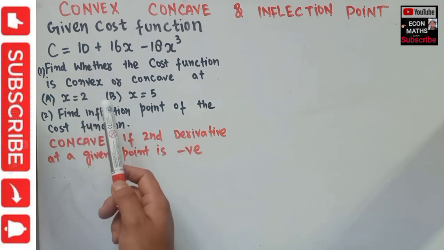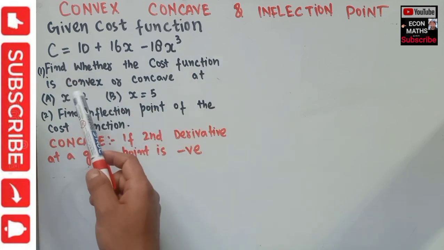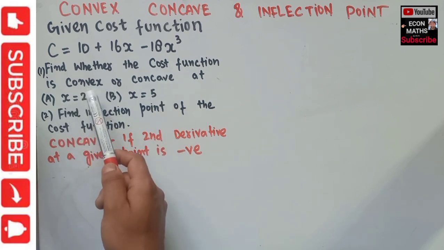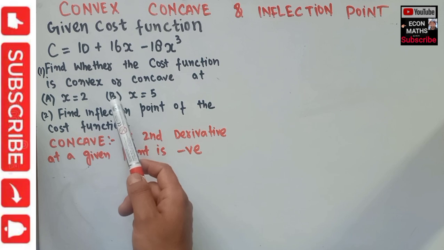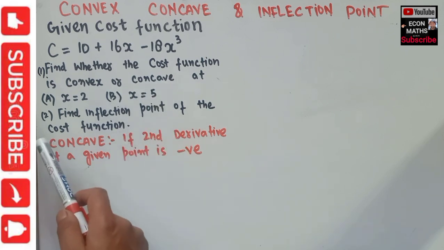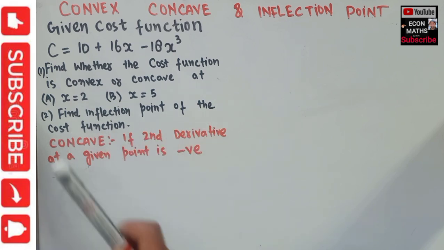We have to determine whether this cost function is convex or concave at an output level of 2, and second, when the output level is 5, that means when x is equal to 5. The second question is to find the inflection point of the cost function.